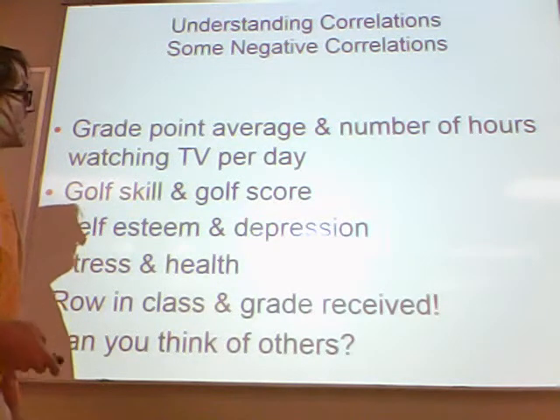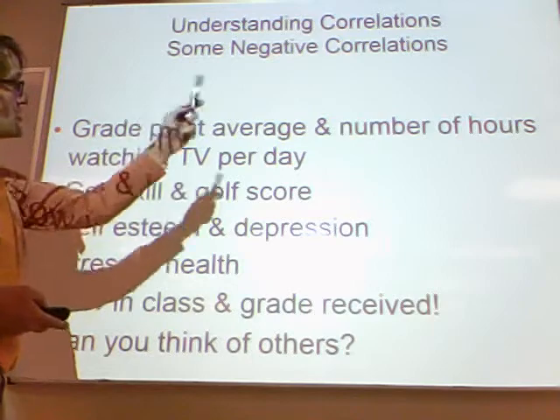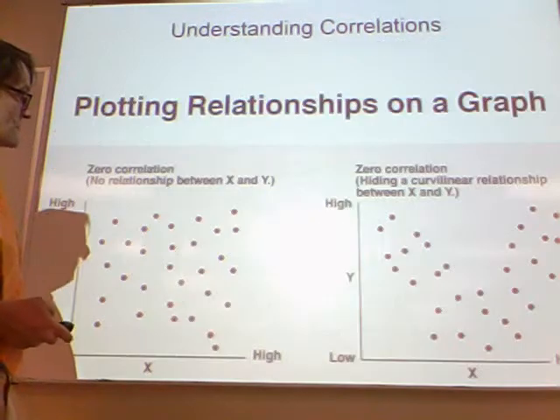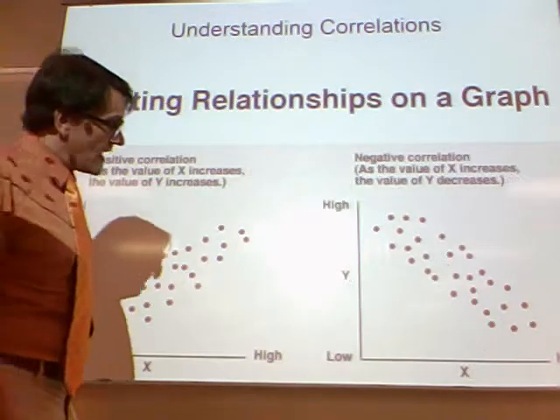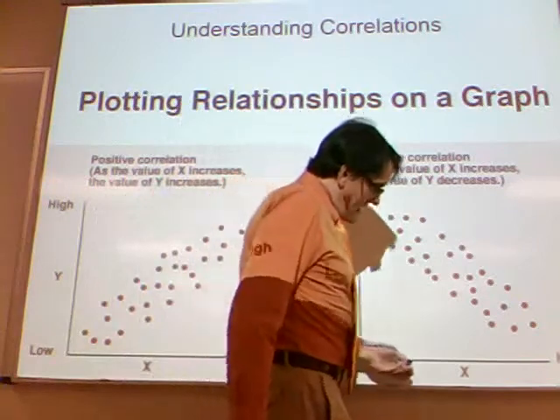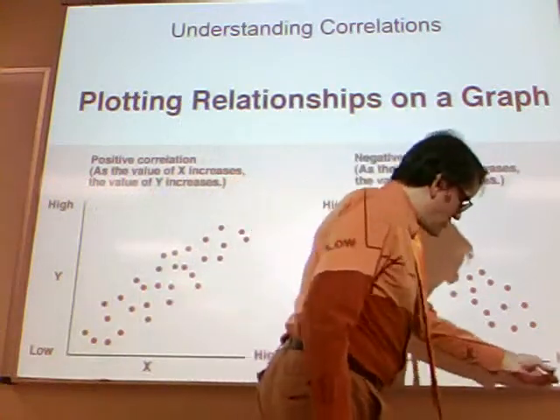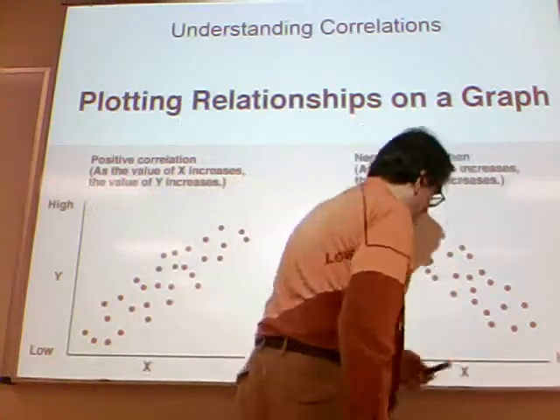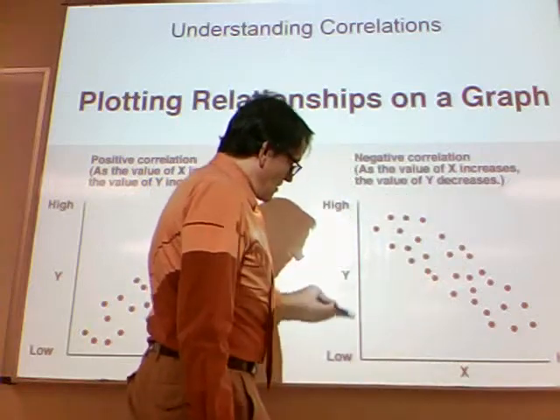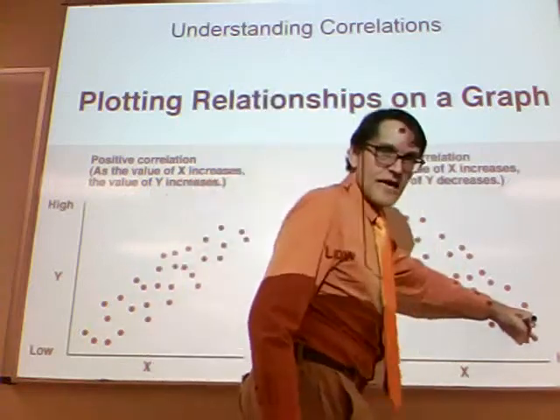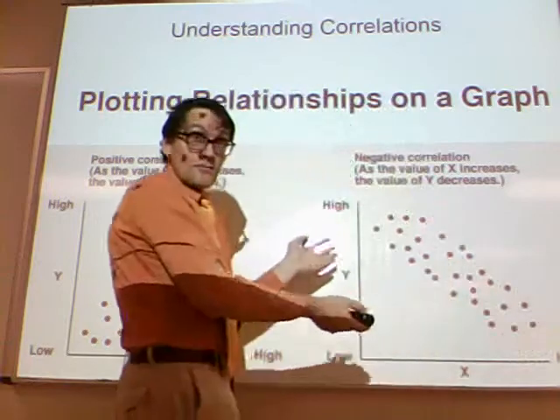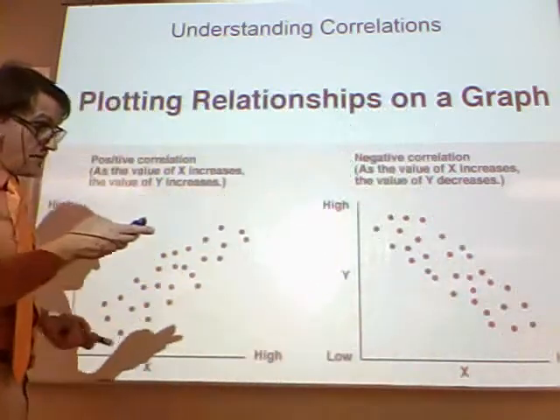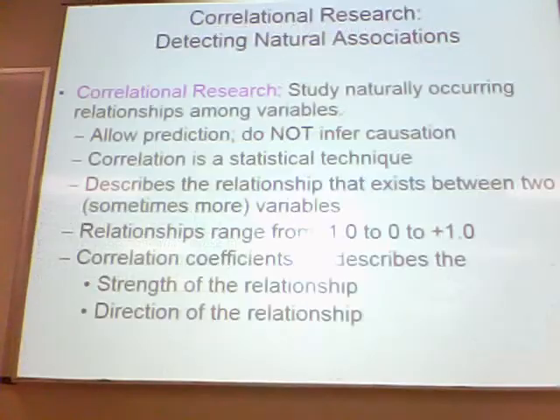A negative correlation, let's say grade point average and number of hours watching television. So check out this negative relationship. As the number of hours watching television goes up, grade point average goes down. Negative relationship. But again, there are lots of exceptions. There's lots of room for variability in that relationship.